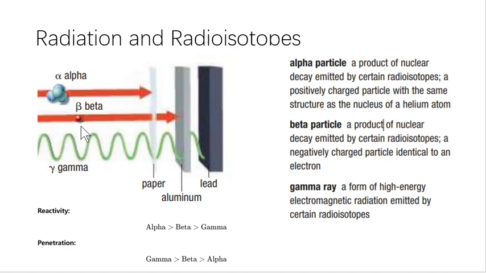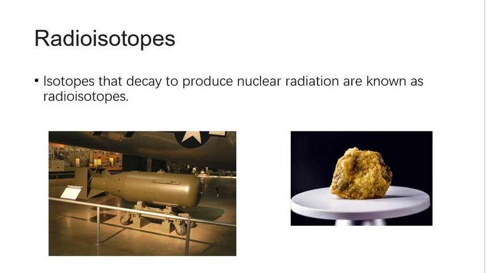And alpha particles are the most reactive because they're big and they have a strong positive charge. And beta particles are smaller than alpha particles, therefore they are less reactive. And gamma rays are the least reactive but most penetrating. So here is a comparison between them in terms of their reactivity and their penetration level.